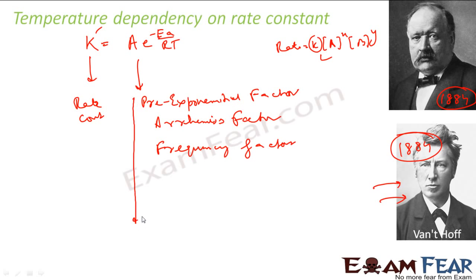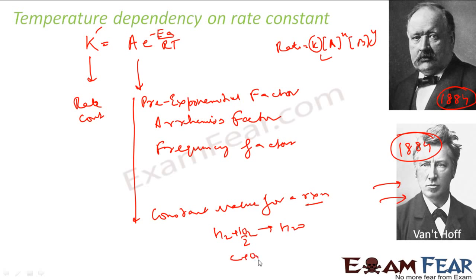And please note, A is a constant value for a given reaction. For example, H2 plus O2 gives water, this will have a constant value of A. C plus O2 gives CO2, this will have a constant value of A. So A will be specific to a reaction, right? Ea is the activation energy. We'll study activation energy in the next slide. The unit of activation energy is joules per mole.